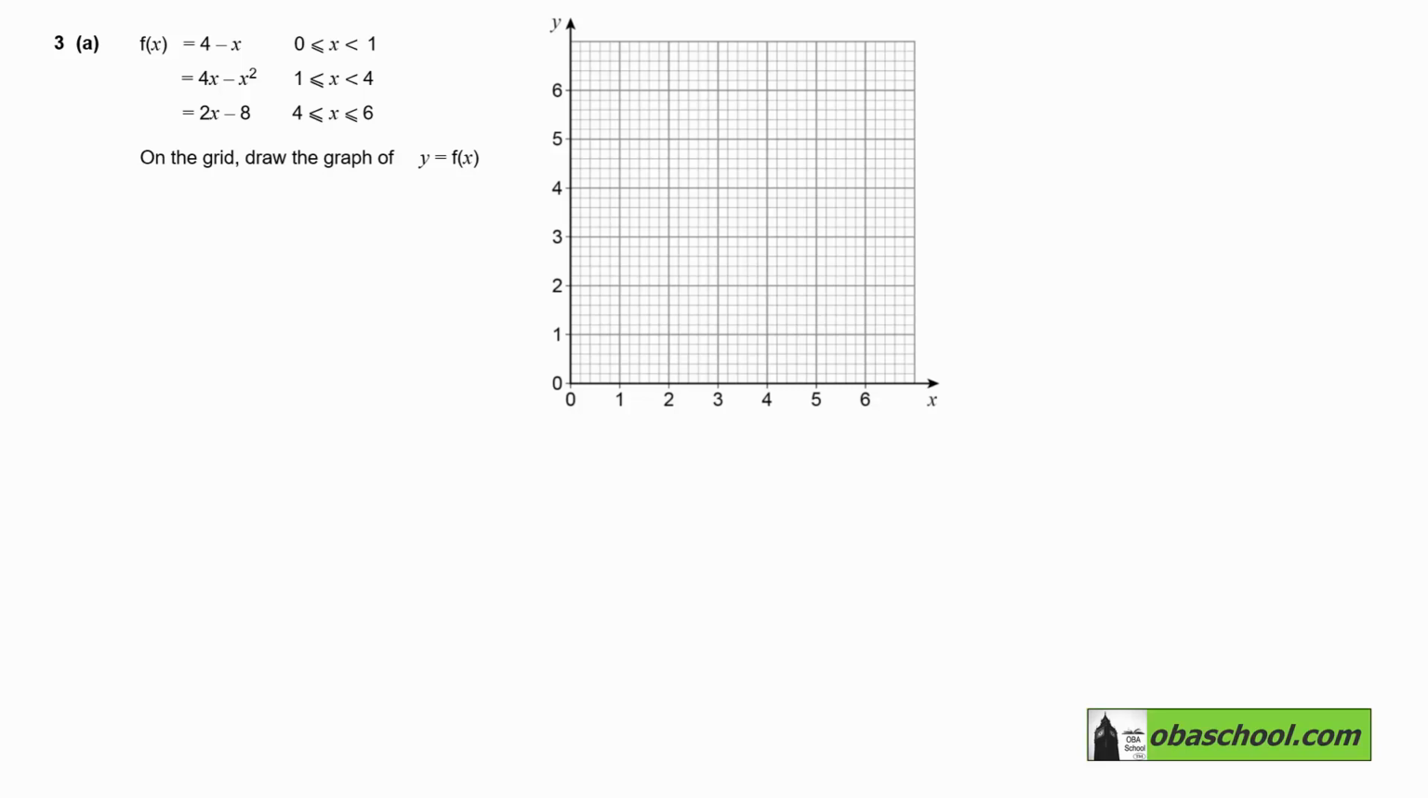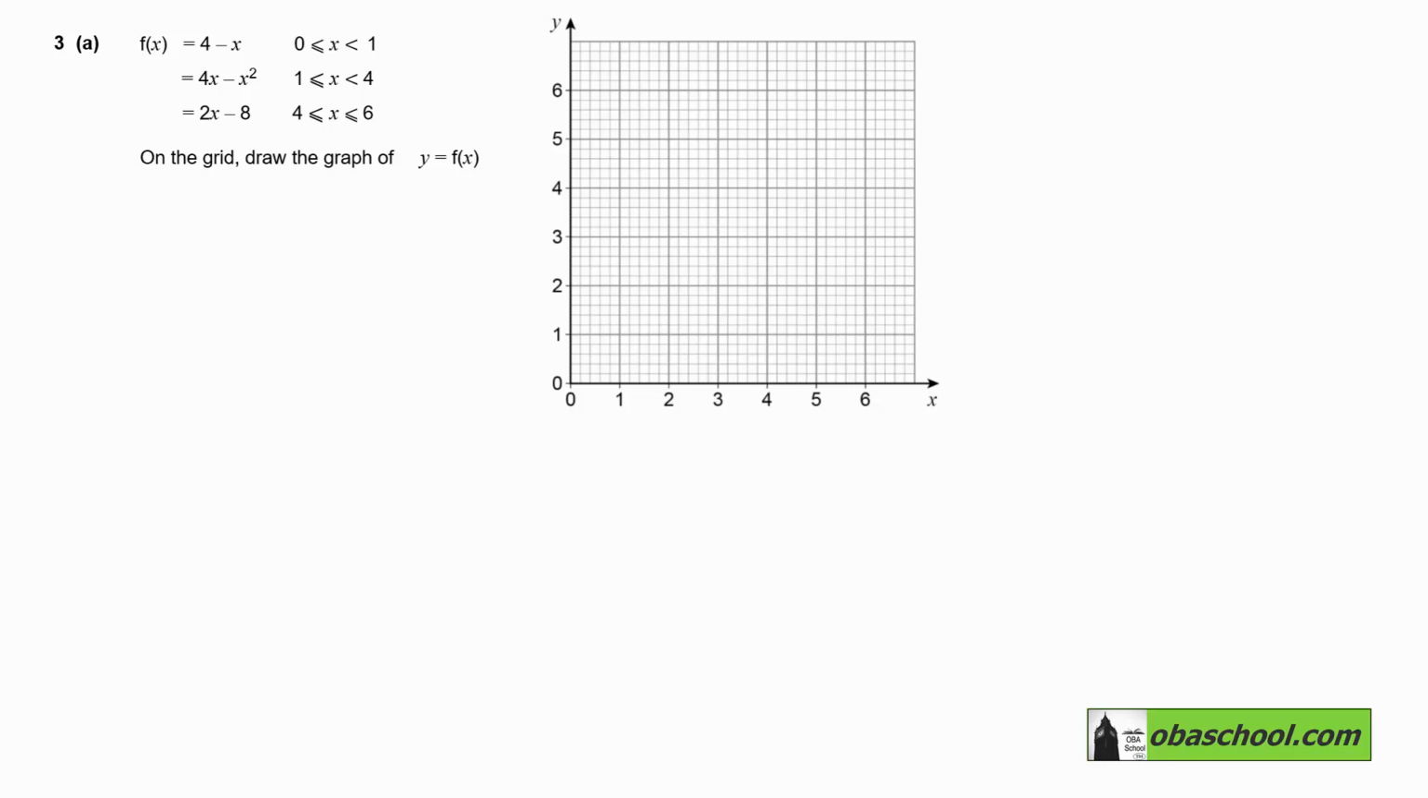f of x is equal to 4 minus x for values of x between 0 and 1, 4x minus x squared for values of x between 1 and 4, and 2x minus 8 between x is 4 and x is 6. We want to draw the function f of x, or y equals f of x.